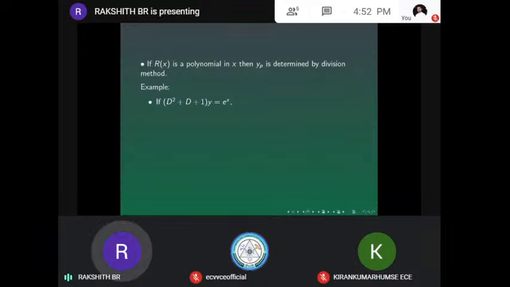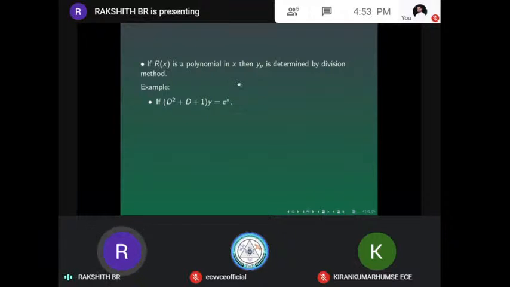If you want to know what yc is, just consider the auxiliary equation. What is the auxiliary equation here? It is D square plus D plus 1 equal to 0. So find its roots. Depending upon the nature of the roots, whether they are distinct, whether they are the same, or whether they are complex conjugates, you can write down yc, which we discussed earlier. So now you need to find out what yp is.